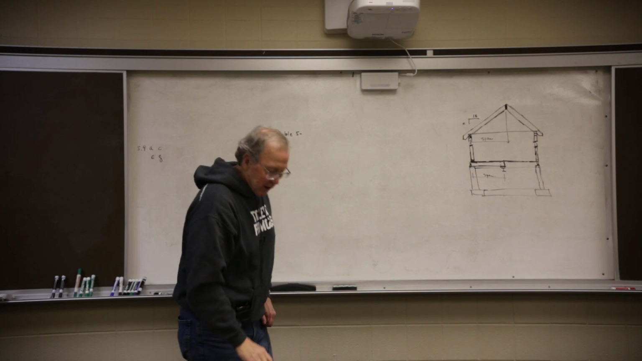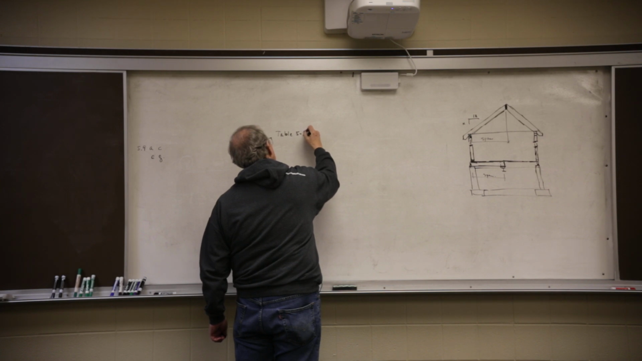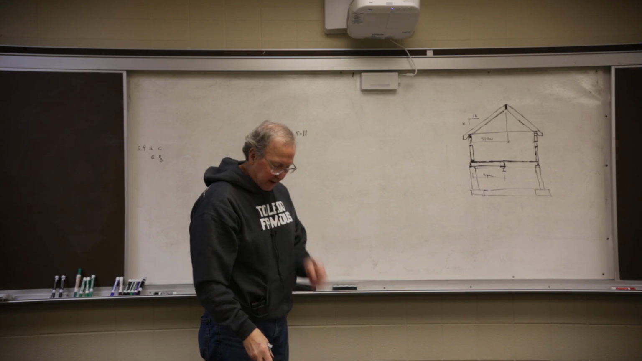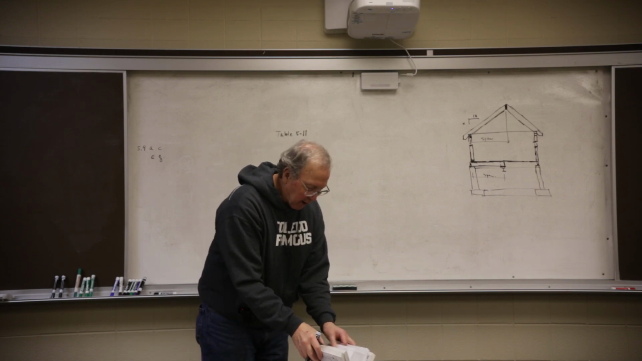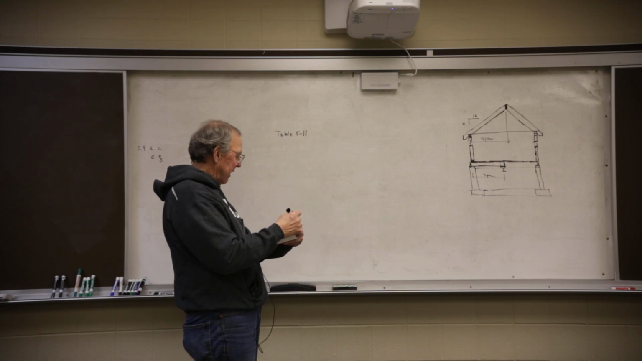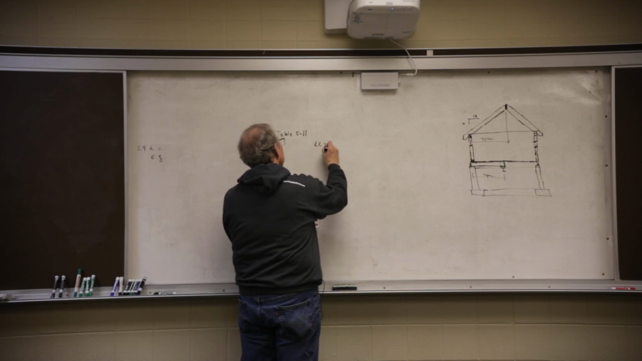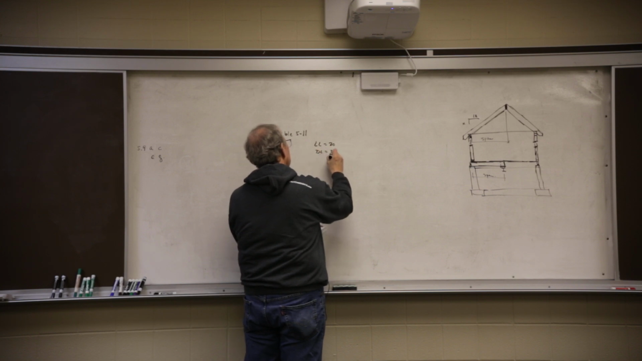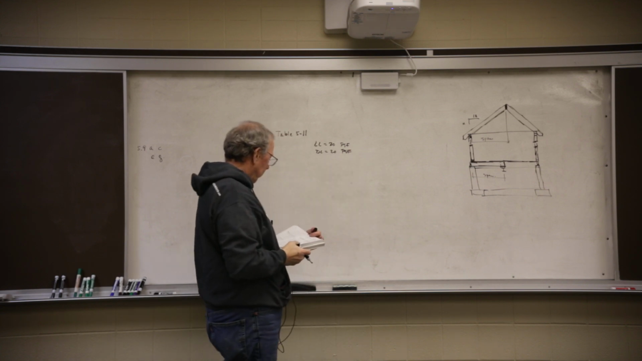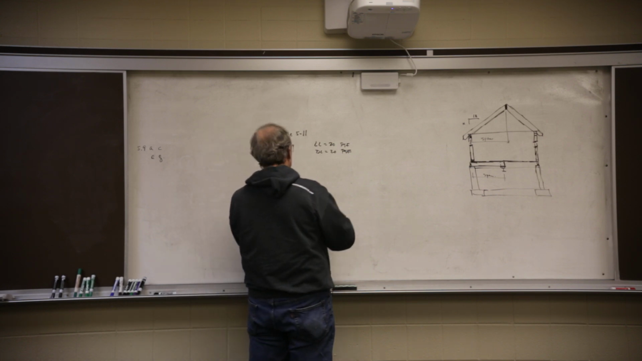So rafter table is 511. Let's take a look at it. Same process. I'm going to move over to the problem statements on the next page. It says, using Doug Fir Larch number 2, pick a rafter size. It says live load is 20, dead load is 20. And it says we're doing E and G. It says 16 inches, 12-foot span.